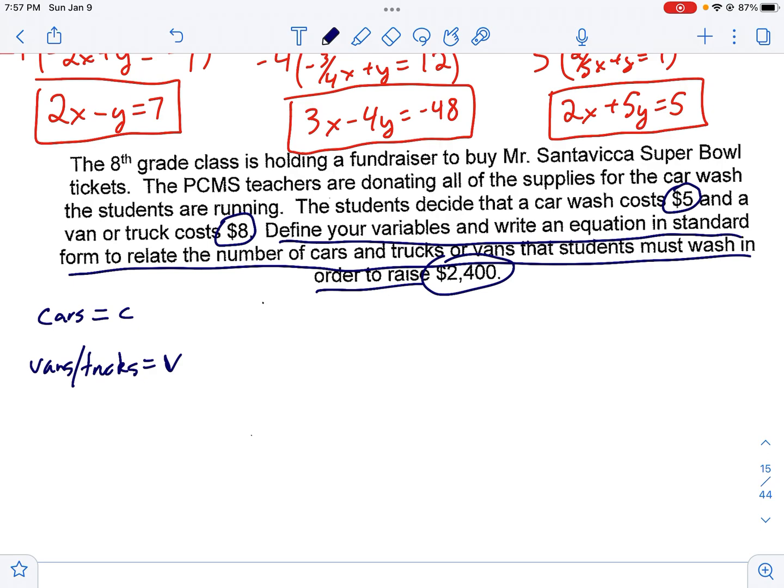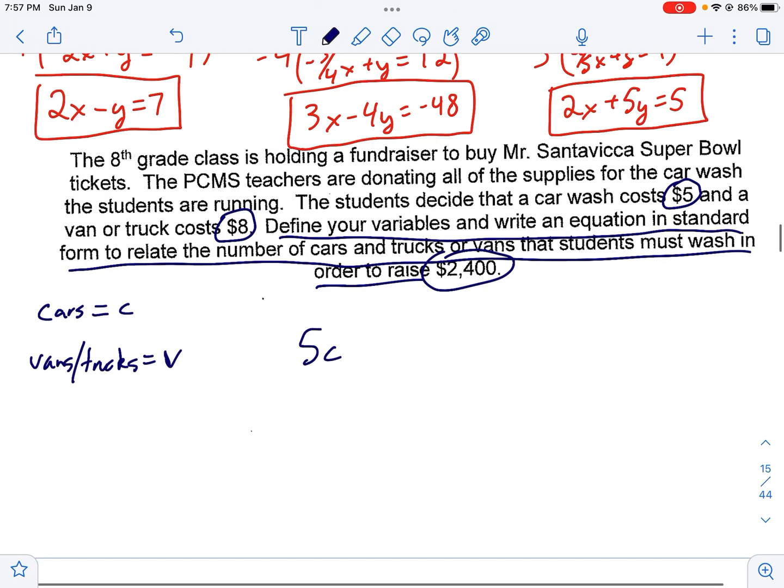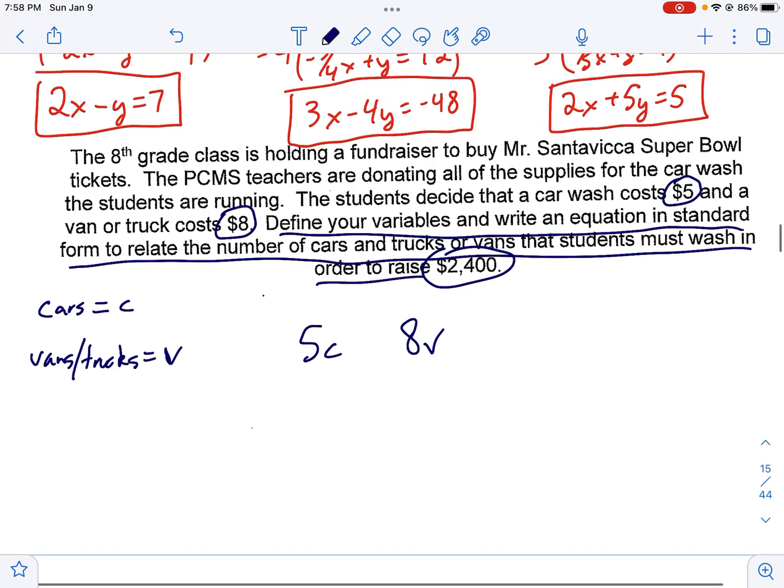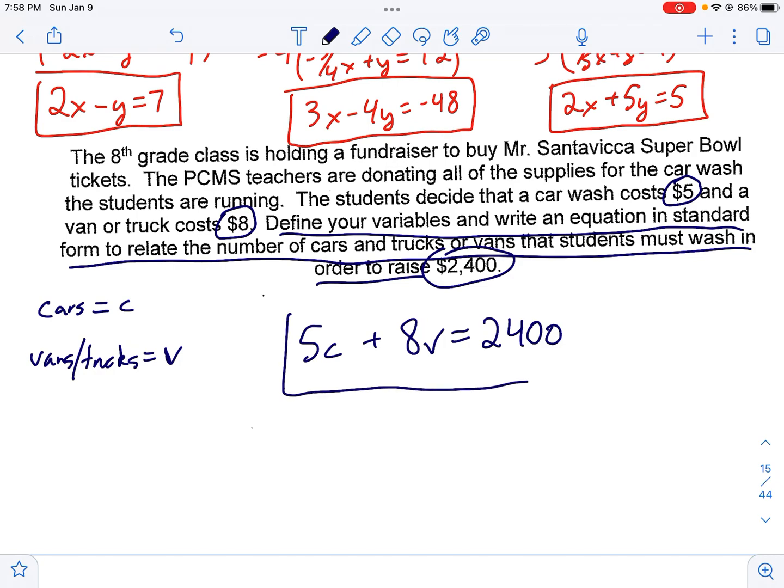We know that a car wash costs $5, so $5 for each car would be 5C. And we know that we're also going to make money from the vans and the trucks, which are $8 for each van or truck, so 8V. To figure out the total amount of money, well, we would add those two up, and if our goal is to raise $2,400, our equation would become 5C plus 8V equals $2,400. So just like that, we're able to write an equation for this situation due to standard form.